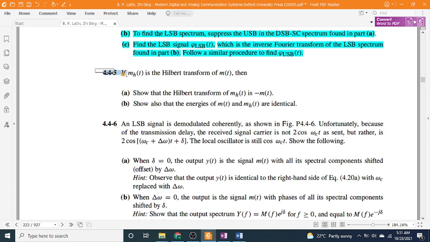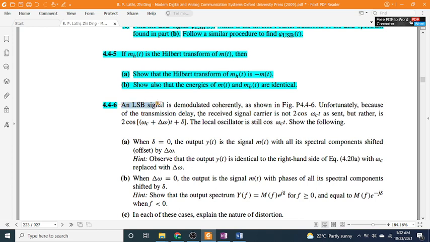4.2-5: If mh(t) is the Hilbert transform of m(t), then A. Show that the Hilbert transform of mh(t) is −m(t). B. Show also that the energies of m(t) and mh(t) are identical.